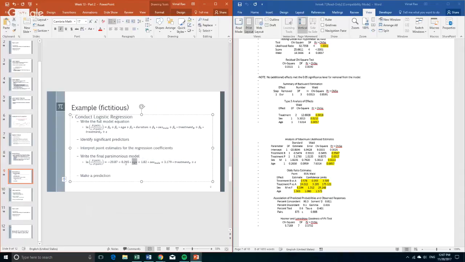So what this says, it's the older you are, for every 1 year older that you are, the log odds will increase by 0.265. If you're male, the log odds increases by 1.82, and if you're on the placebo, the log odds increases by 3.179.